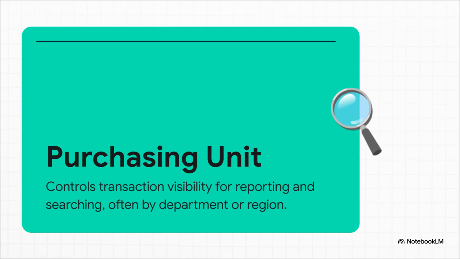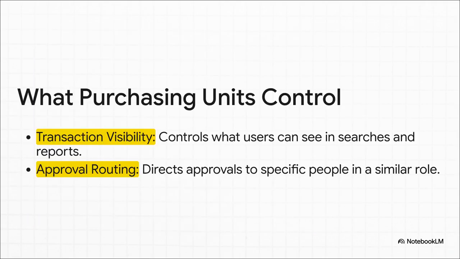The easiest way to think about it is like a digital wall. It's a way to partition the entire system, separating both the users and all their data into different buckets based on things like their department, physical location, or which business unit they belong to. And these units are incredibly powerful. First, they control who can see what transactions. A user in Unit A literally cannot find a document from Unit B.